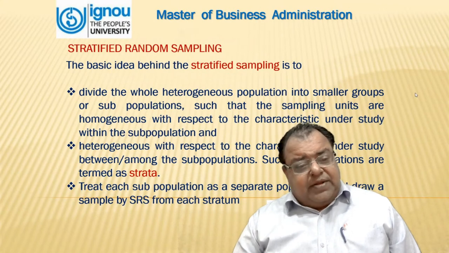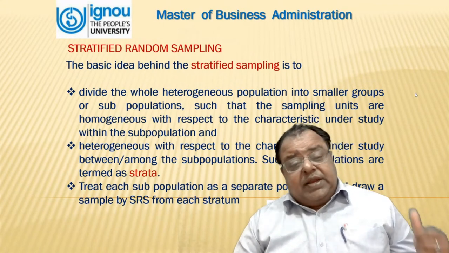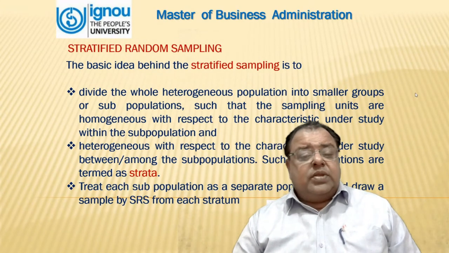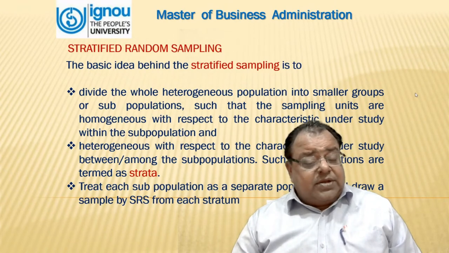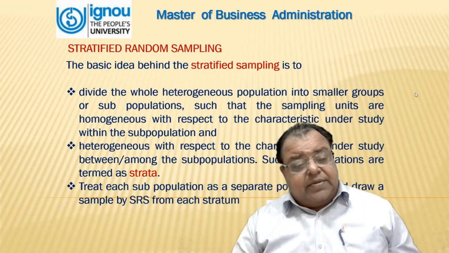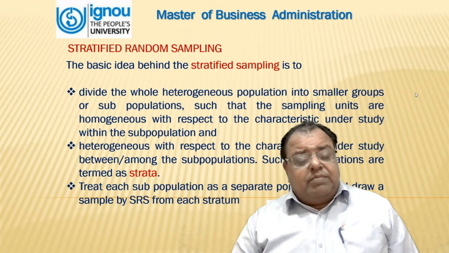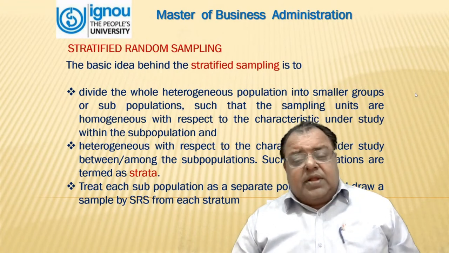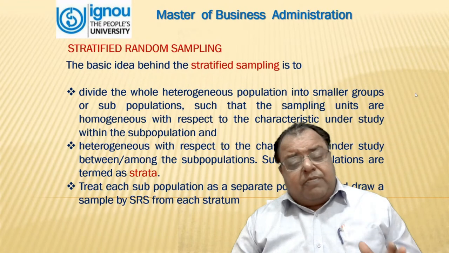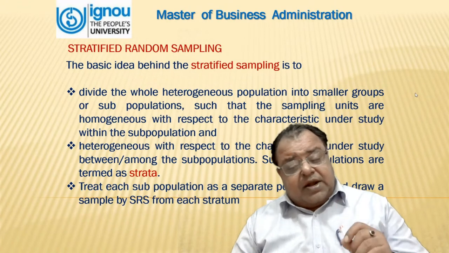Stratified random sampling. The basic idea behind stratified sampling is to divide the whole heterogeneous population into smaller groups or subpopulations, such that sampling units are homogeneous with respect to the characteristics under study within the subpopulation, and heterogeneous with respect to the characteristics under study between or among the subpopulations. Such subpopulations are termed as strata. Treat each subpopulation as a separate population and draw a sample by SRS from each stratum.